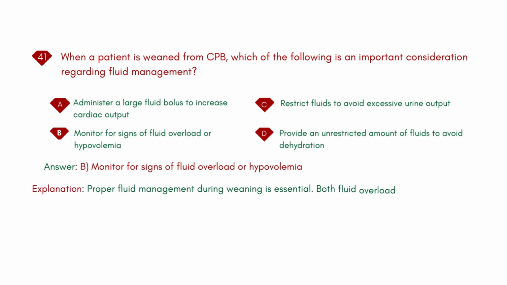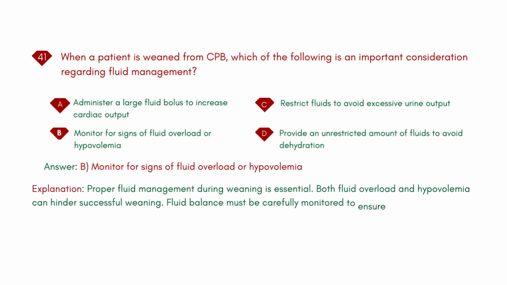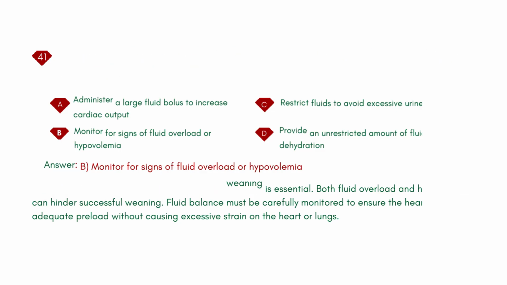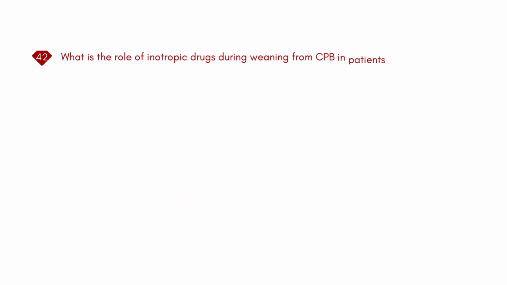Explanation: proper fluid management during weaning is essential. Both fluid overload and hypovolemia can hinder successful weaning. Fluid balance must be carefully monitored to ensure the heart has adequate preload without causing excessive strain on the heart or lungs. What is the role of inotropic drugs during weaning from CPB in patients with poor left ventricular function?